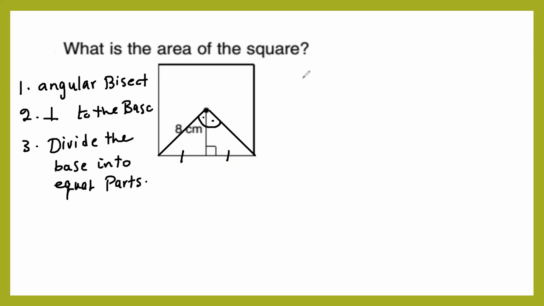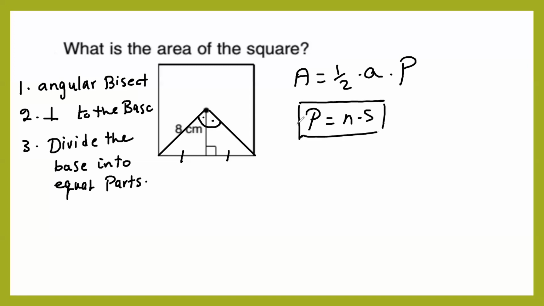Okay, look at the rule. Now let's go back to the rule. What's the area in case I find the apothem? It is half the apothem times the perimeter. What is the perimeter here? The perimeter, for any polygon, is n times the side. But in the case of the square, it is P equals 4 times s as a special case.